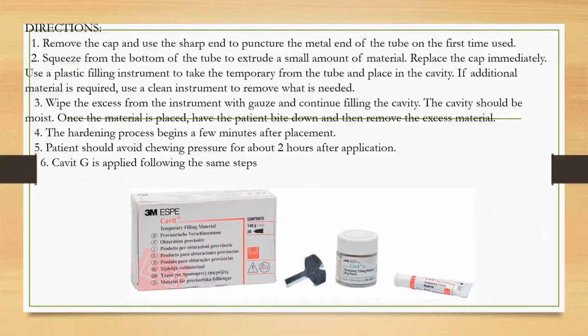For the directions, you have to follow the manufacturer's instructions because there are different types of temporary restoratives out there. One of the common ones is Cavit G. For Cavit G, you just get the scoop, scoop it out, and give it to the dentist. You also have to know the amount to use. You have to look at the cavity. If it's very big, then you use a big amount. If it's small, you don't have to.